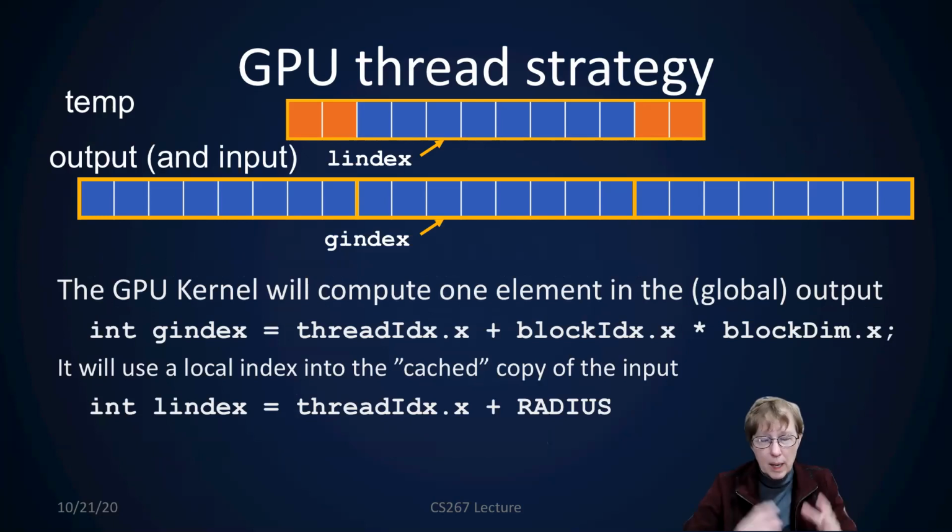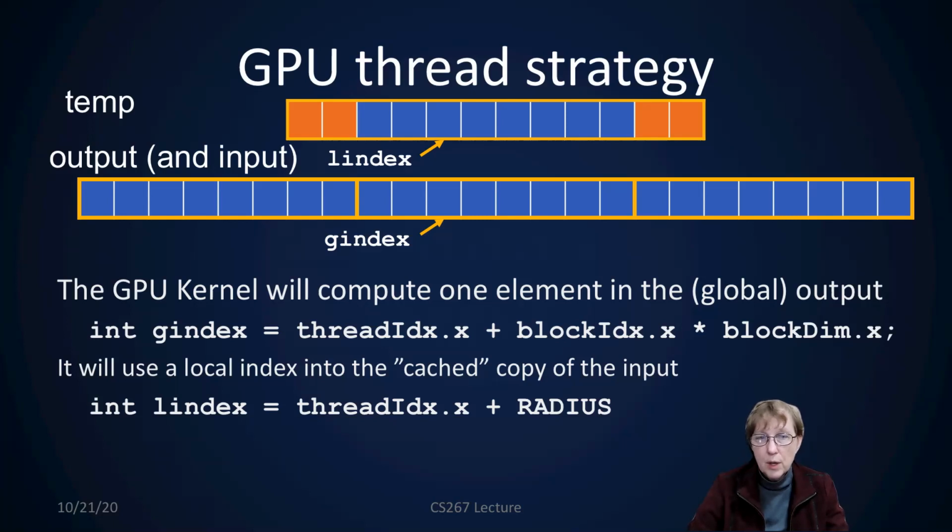Okay, so I need to have 2 indices so that I can keep track of my local index within this local temporary copy, which has size 2 times the radius plus the block size, and then my global index, which is the pointer or the index into the global array of whatever size n is the input. And so we're going to compute the global index, gindex, with this threadIdx.x plus the blockIdx.x times the dimension of the block.